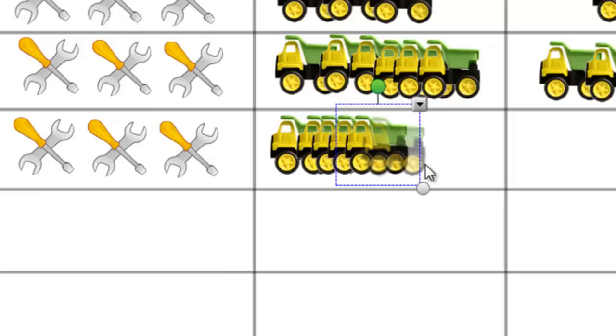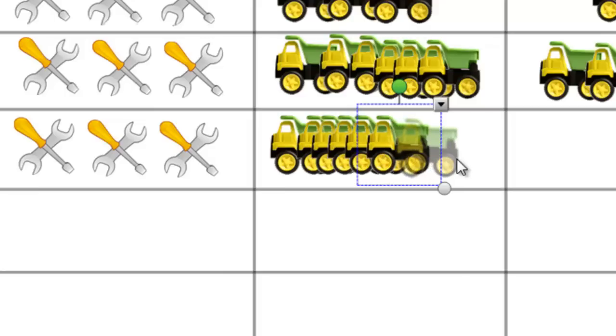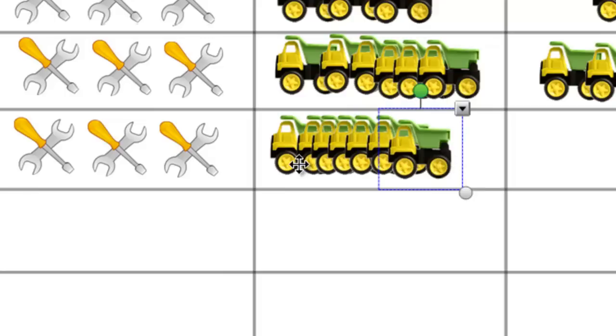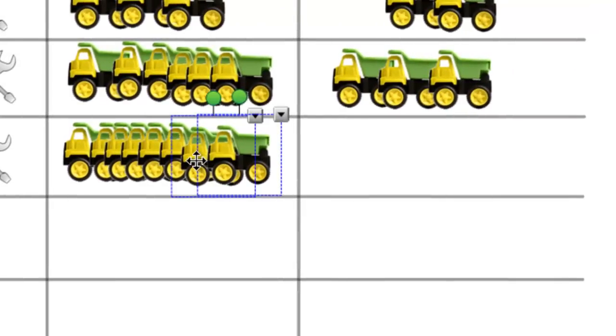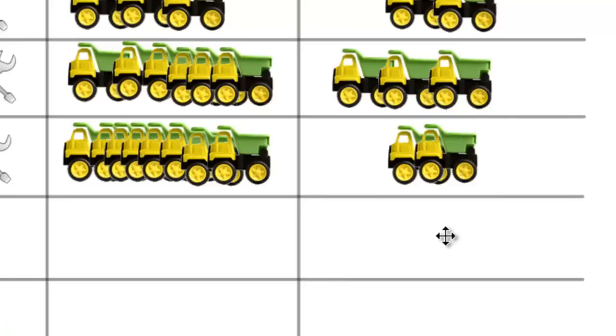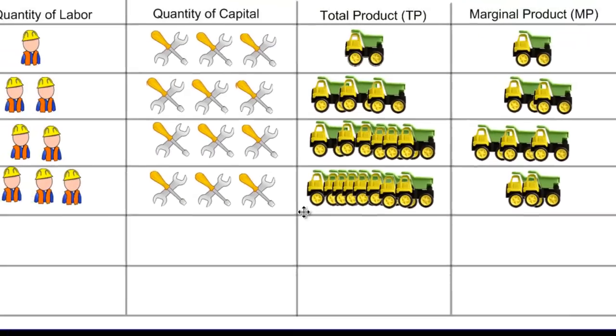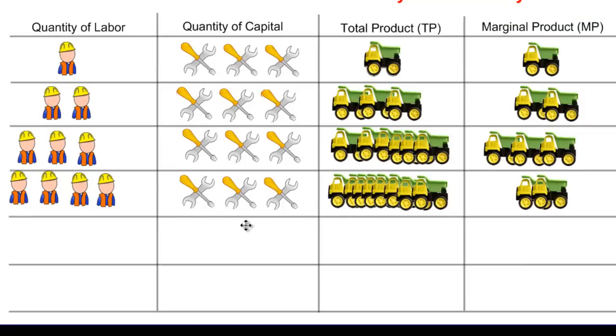So let's say the total product with the fourth worker goes from 6 trucks to 8 trucks. 1, 2, 3, 4, 5, 6, 7, 8 trucks. Total product continues to rise. However, the marginal product now begins to decline. The fourth worker only adds 2 additional trucks to the production process. This is explained by the fact that there are no additional tools for the fourth worker to use. The quantity of capital is fixed and only labor is changing.